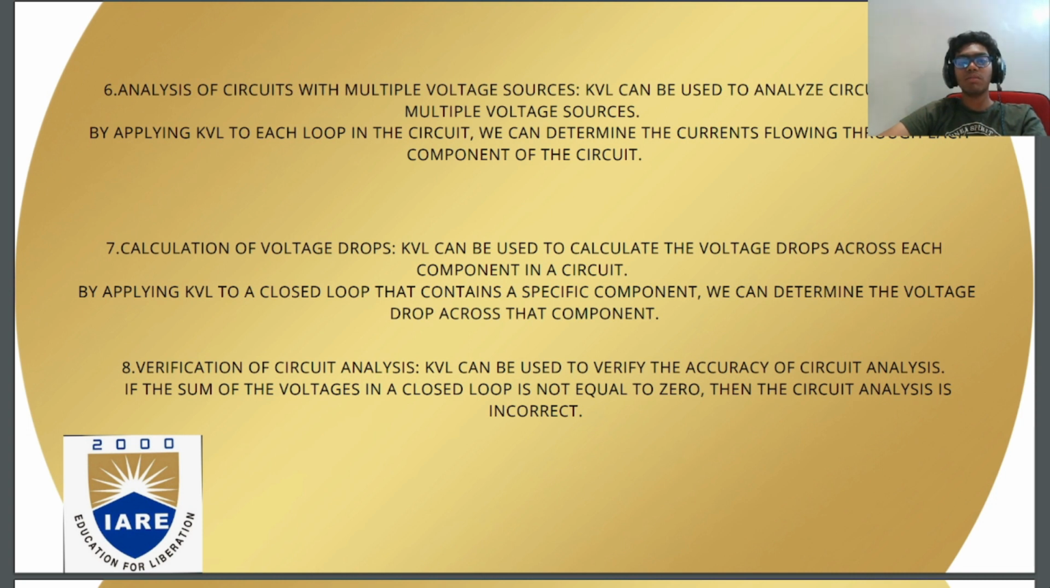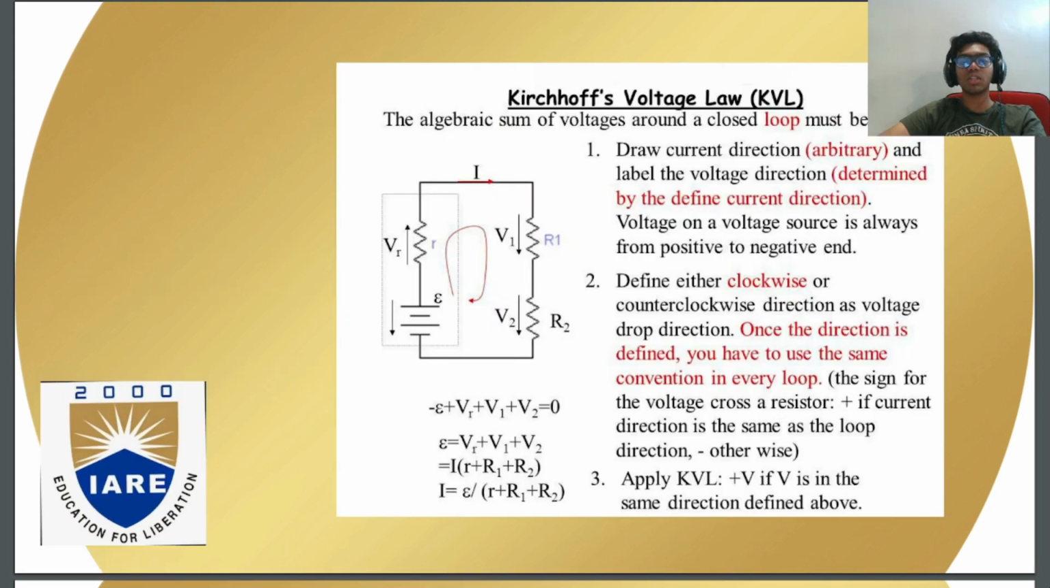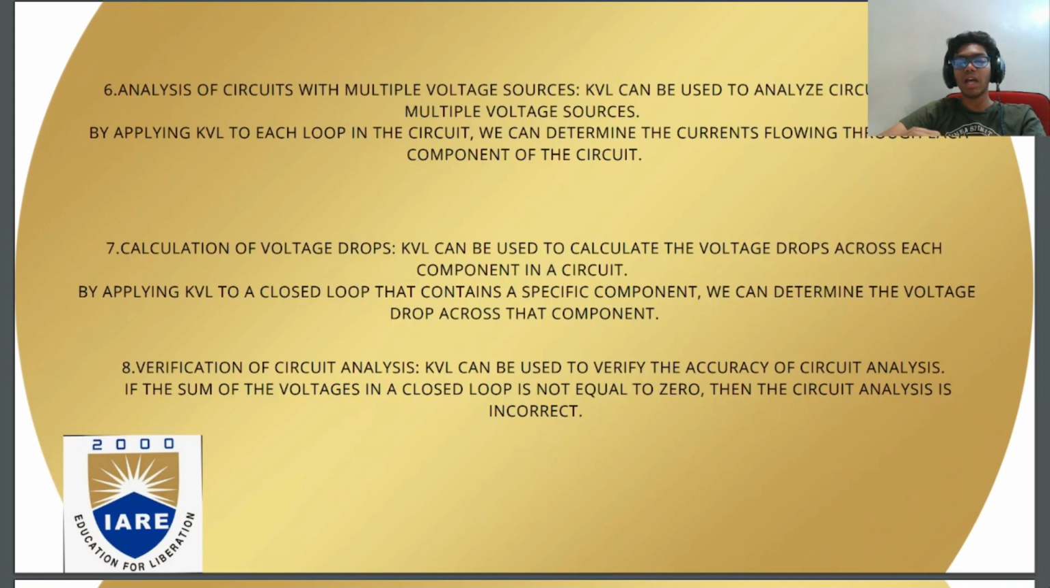7. Calculation of voltage drops. Kirchhoff's voltage law can be used to calculate the voltage drops across each component in a circuit. By applying KVL to a closed loop that contains a specific component, we can determine the voltage drop across that component. Verification of circuit analysis. KVL can be used to verify the accuracy of circuit analysis. If the sum of the voltages in a closed loop is not equal to 0, then the circuit analysis is incorrect. Those are pretty much it when it comes to the applications.